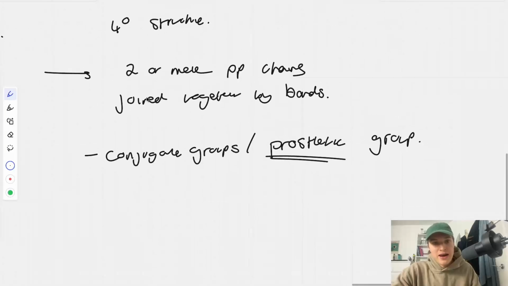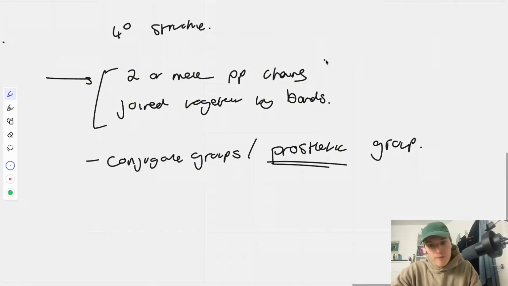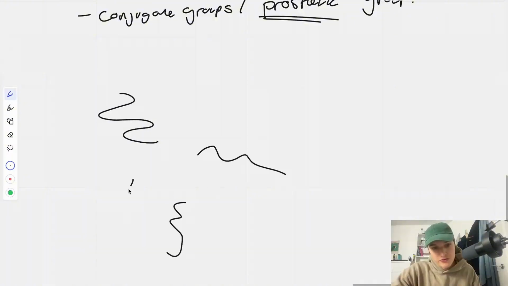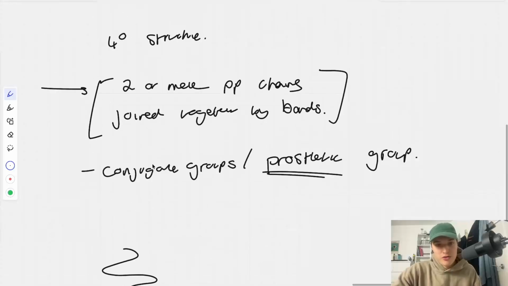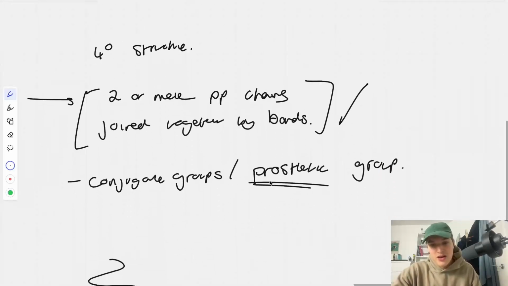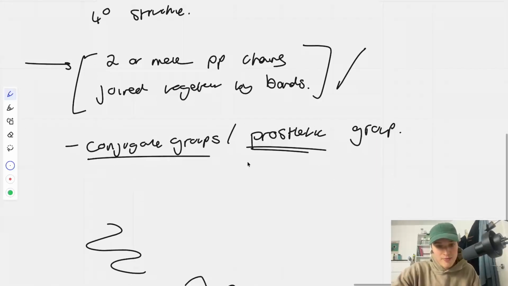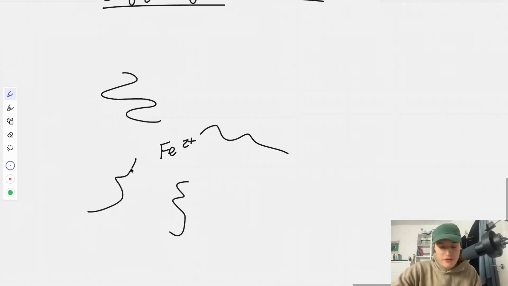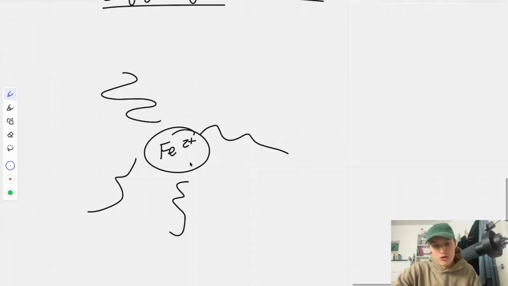What do I mean by that? Let's go off our definition. 2 or more polypeptide chains joined together by bonds. I'm going to draw this now. 1 polypeptide chain, 2, 3, 4. This is a molecule known as hemoglobin. Okay, so hemoglobin has 4 polypeptide chains joined together by bonds, so it checks off this definition. And look, also they sometimes have prosthetic groups or conjugate groups. As the example of hemoglobin, the conjugate group or prosthetic group is the heme molecule or the iron bit.